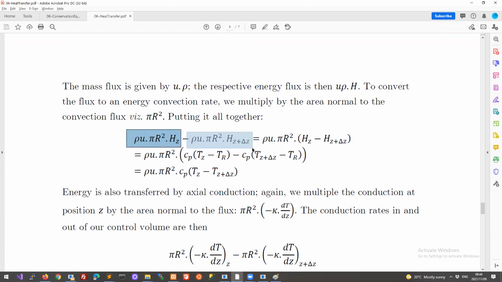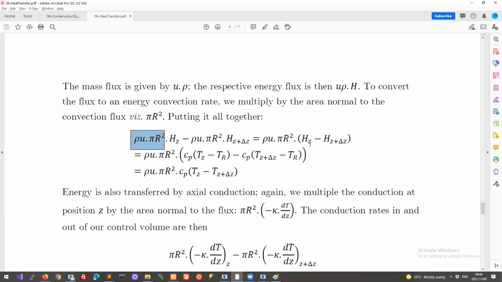And of course, for the exit from that controlled space, now it's the enthalpy at Z plus delta Z. And of course, you've got the same area. Then if we are assuming velocity is constant, and we know mass flow rate is the same and all that, that's all fine. So all of this is common to both terms. So we can group that out and write it like so.